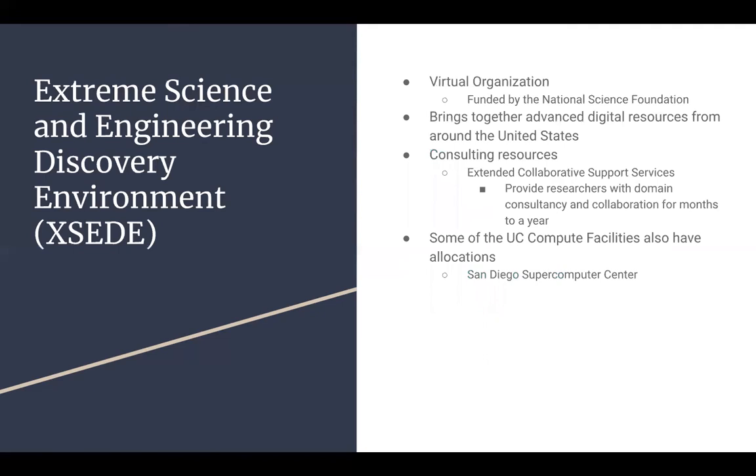Then there's also the Extreme Science and Engineering Discovery Environment, or XSEDE. This was touched upon with Jetstream. It's a virtual organization funded by the NSF that brings together digital resources from around the United States. For example, there's a massive storage farm in Texas for all your data if you need it. They also provide consulting resources like we do at Research IT, domain consultants that will work with you for months to even a year. And then some UC compute facilities also have allocations on it, such as the San Diego Supercomputer Center, which is part of XSEDE. Next slide, please.